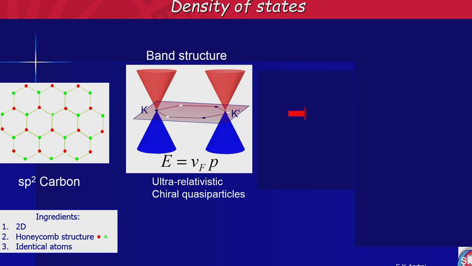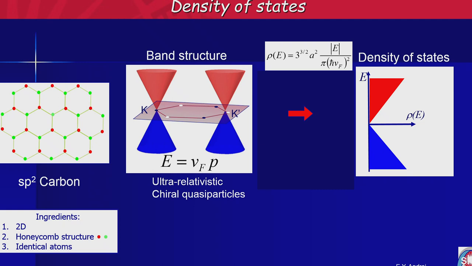Now, if you calculate the density of states, this is a little exercise which I have on my next slide, but unless you ask me, I'm not going to show it. If you really want to see the derivation of this, come to me in the break. It's a pretty straightforward derivation, but the bottom line is that the density of states, the number of available states at a given energy per unit area, is linear in energy, and it vanishes at the Dirac point. This is very important because when you sit at the Dirac point, the density of states is zero. There's no room for an electron to sit there, essentially.